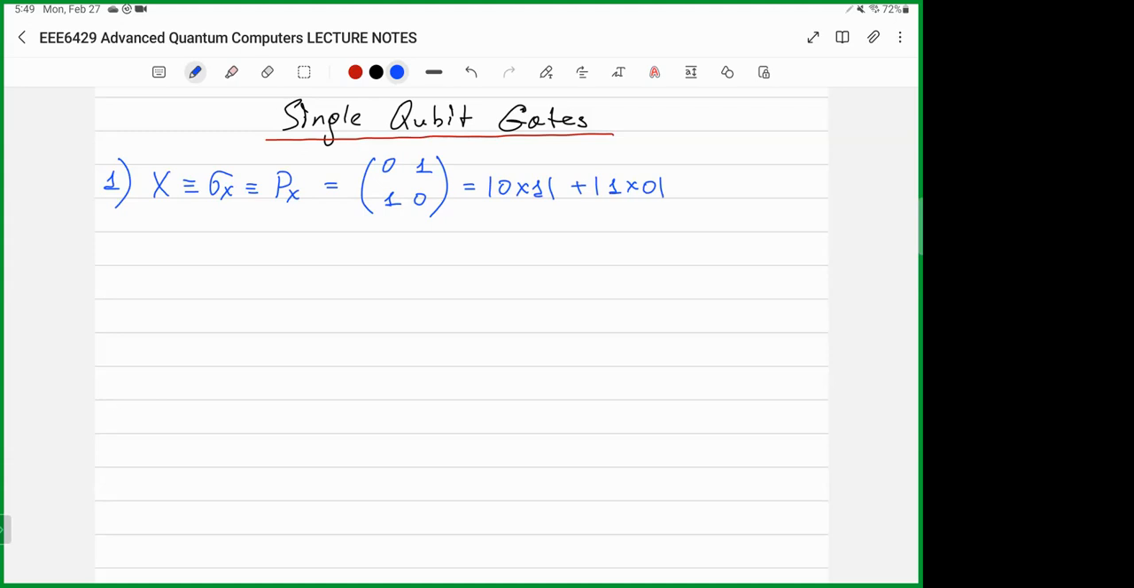Let's actually write this down. So X, for example, acting on the state 0, is nothing but |0><1| plus |1><0| times state 0.